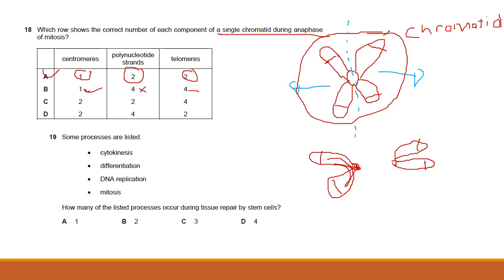And you won't have 4 telomeres. So I'm just going to cancel out the one that says 4 telomeres. And this one also says 4 polynucleotide strands. It even says 2 centromeres, and that's not true. So the answer is A.